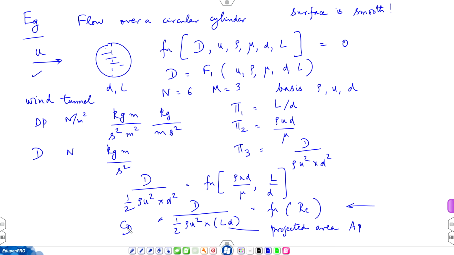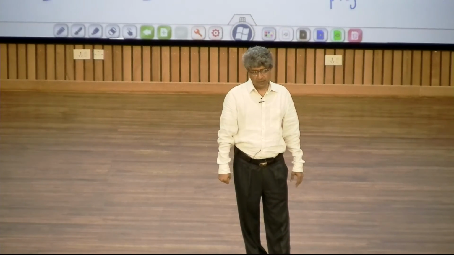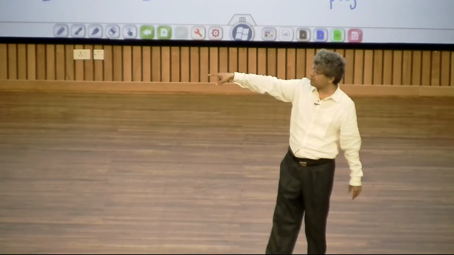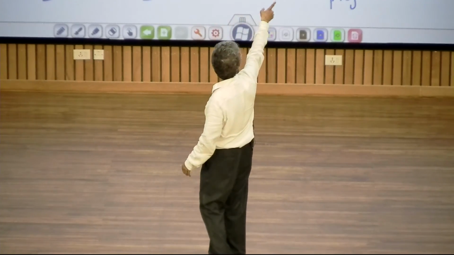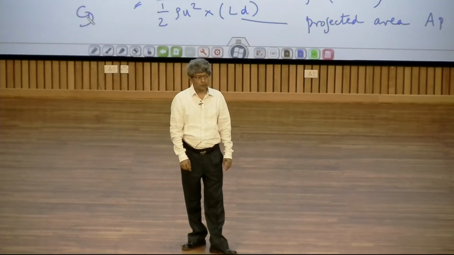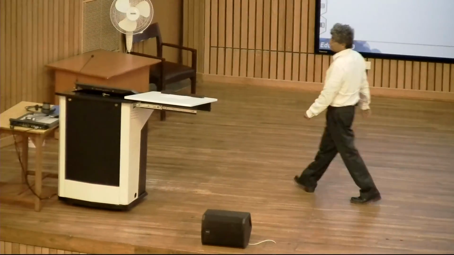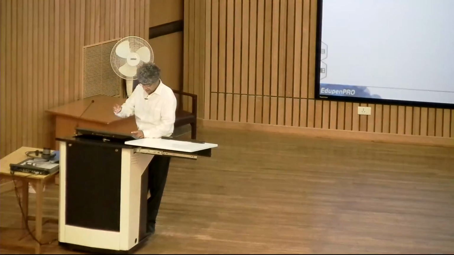So, you have generated that data, reduce it to this form. So, C D is only a function of R E. So, for a circular cylinder, the force acting on it depends only, in dimensionless form, on Reynolds number. Of course, it will depend on surface roughness, but we have assumed a smooth surface, depends only on R E. So, C D is a function of R E.